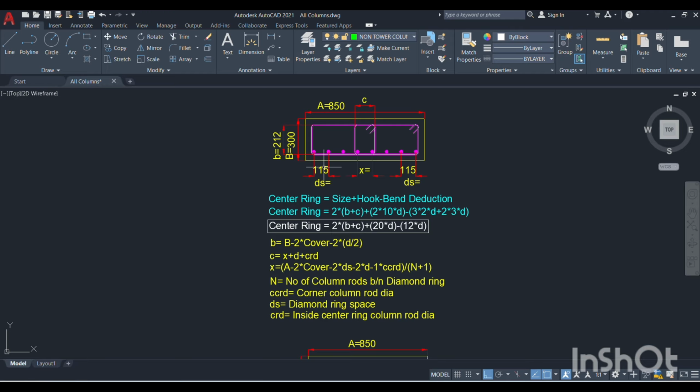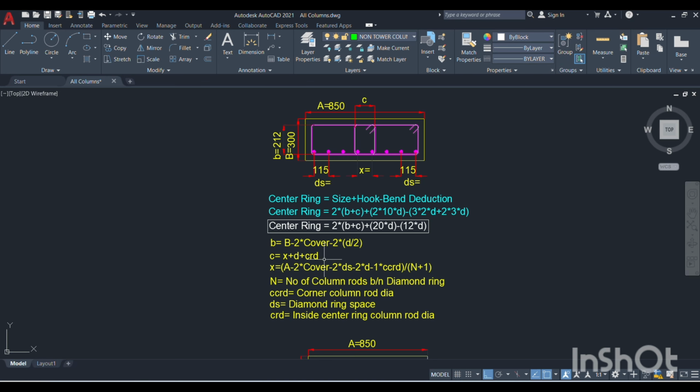So you see, this is the diamond ring spacing for the outer two rods, and X is the spacing between these center rods. For that, B is equal to, as it is, B minus 2 into cover minus 2 into d by 2, then B will come. Then C is equal to X plus D plus CRD.